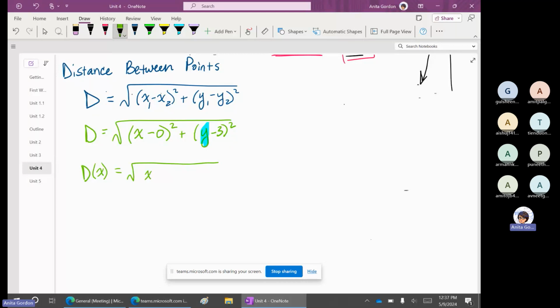This is going to be the square root of x squared plus 6 minus x squared minus 3, all squared. So this is now my function. Oh, sorry, that was supposed to be plus. Thank you.